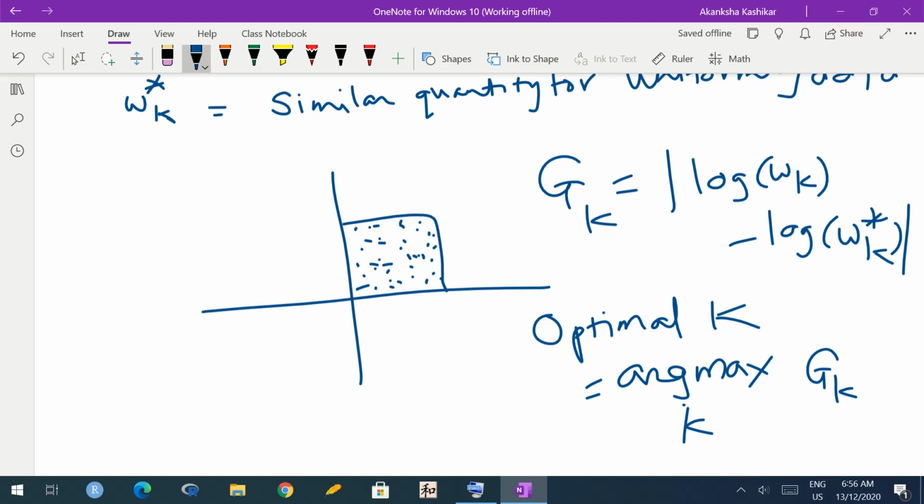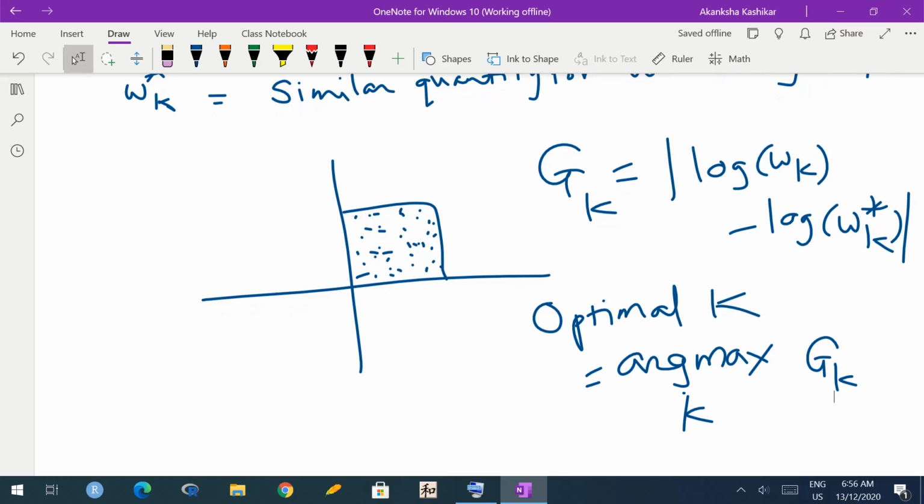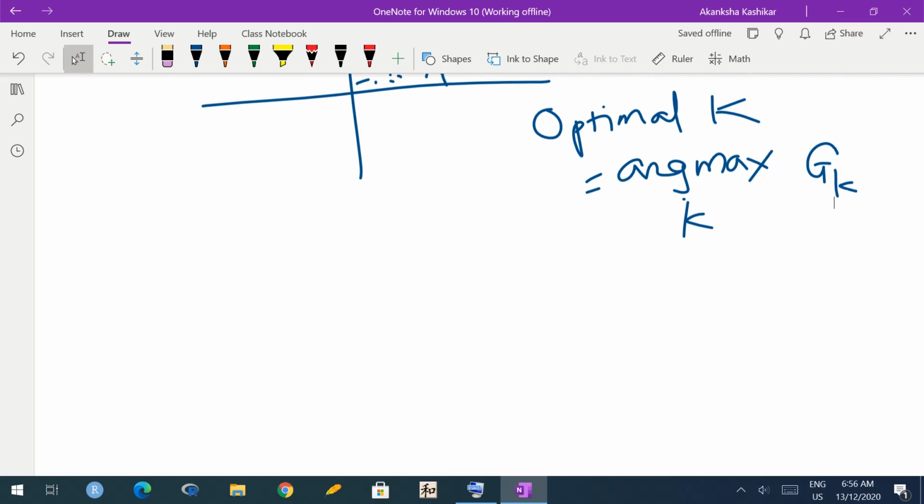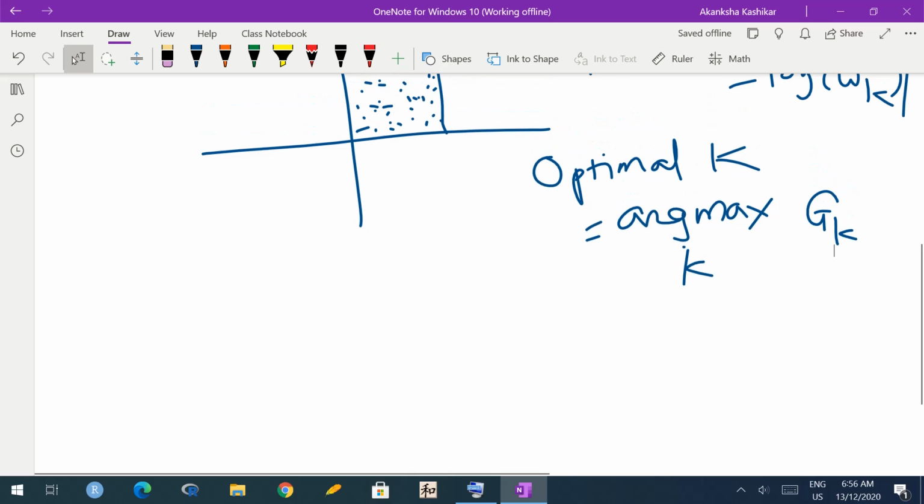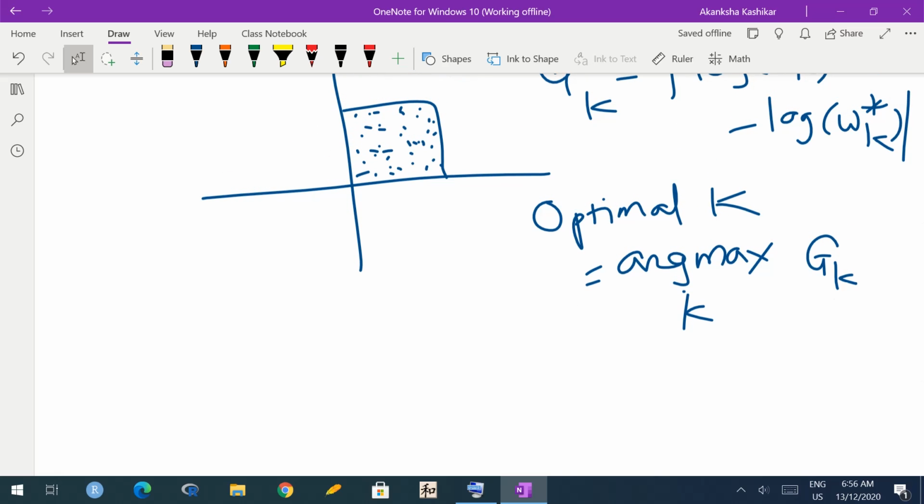So we have to find that k at which G k is maximized. I hope you are aware of this term argmax. Argmax gives you the argument where this quantity is maximized. So we will get the value of k for which G k is maximum. Now one crucial question remains. How do you get omega k star? Omega k is fine, but how do you get omega k star?